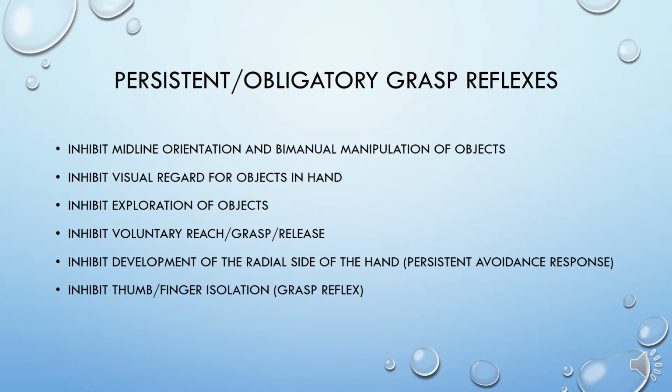If the ATNR, for example, becomes obligatory, the child won't be able to regard visually objects in their hands. They will be stuck in that ATNR position, and when they go to bring the object in front of their face, they're going to turn the other way because that arm is going to flex. So it inhibits voluntary exploration, midline exploration, inhibits grasp and release, and can inhibit the ability of a child to move to those higher level fine motor grasps.